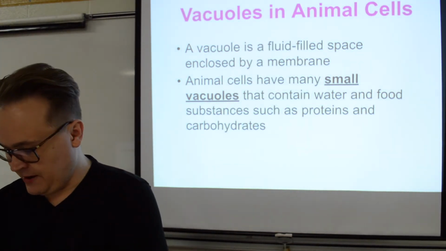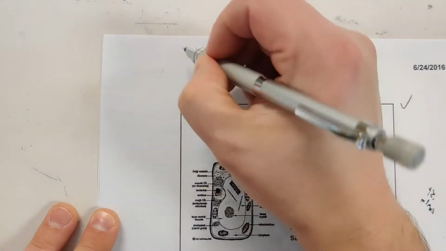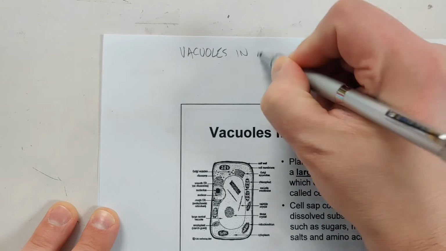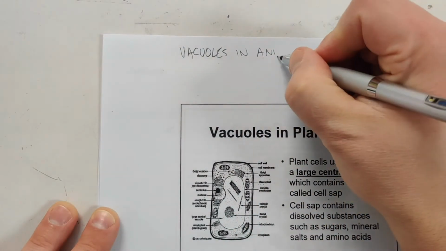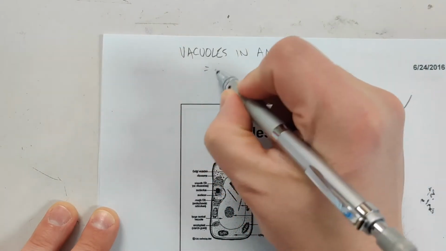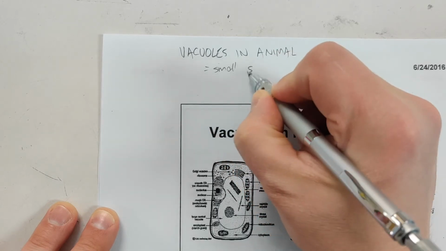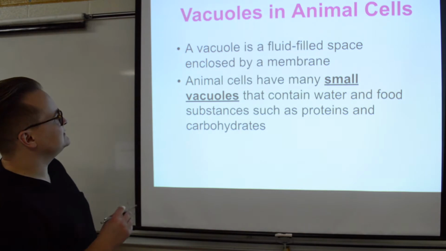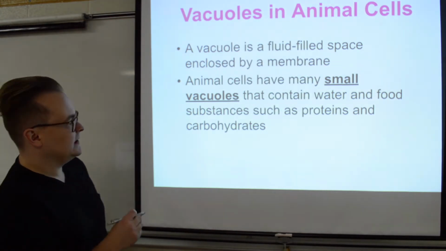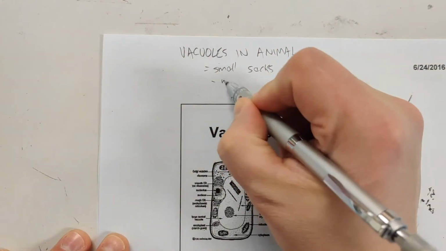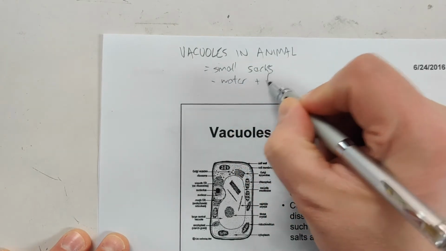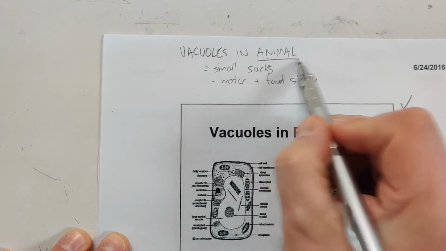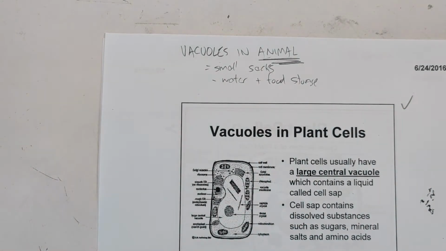So I would write on the top of your paper: vacuoles in animal cells equal small sacs. And I would say they contain water and food storage. See, in an animal, they're very small.